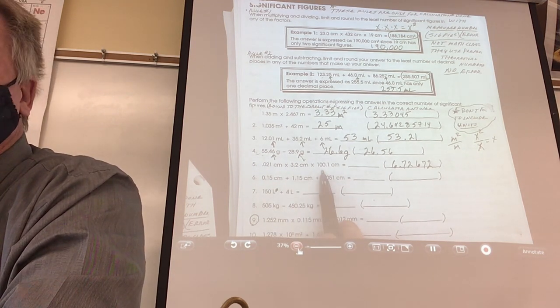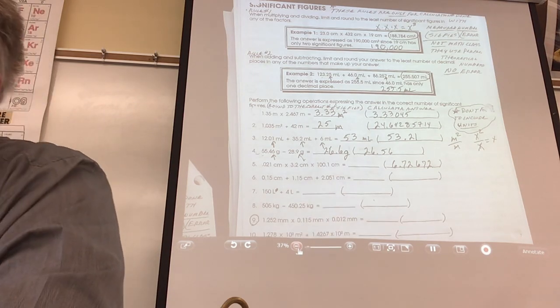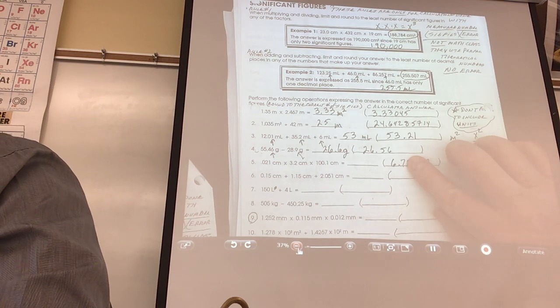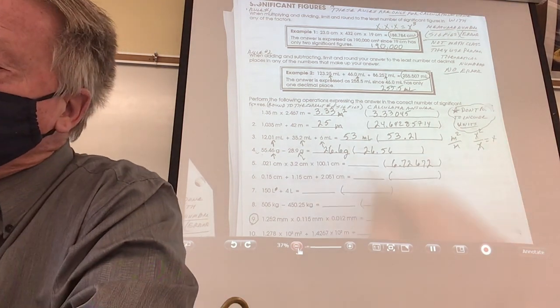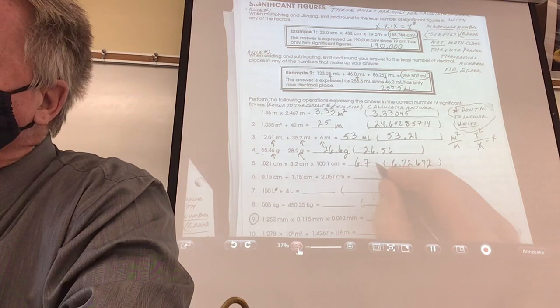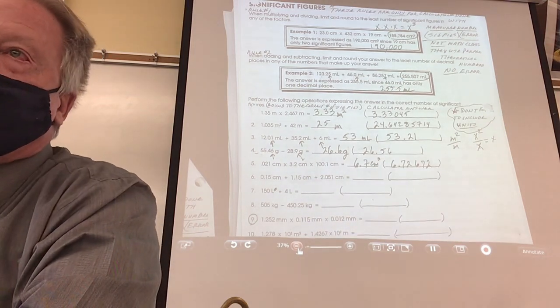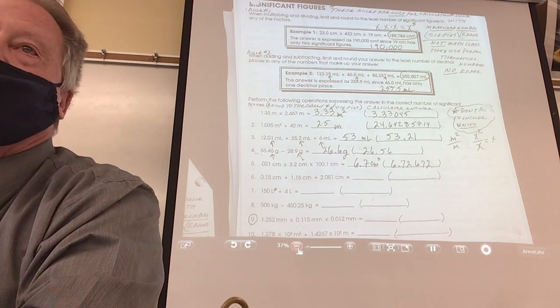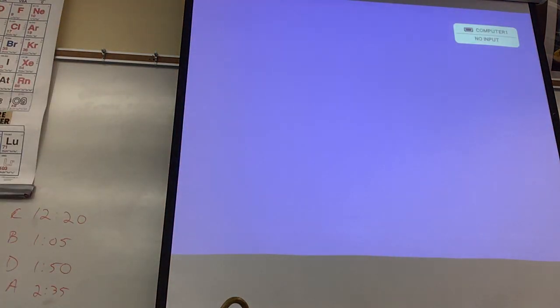What's the least number? 2. Now, if you want to round to 2 sig figs, do you ever look at the third one? Yeah, you have to. Is that big enough? No, not big enough. What's your final answer? 6.7 centimeters to the third. Nice. And centimeters to the third is also known as centimeters cubed, and that's also known as a cubic centimeter.